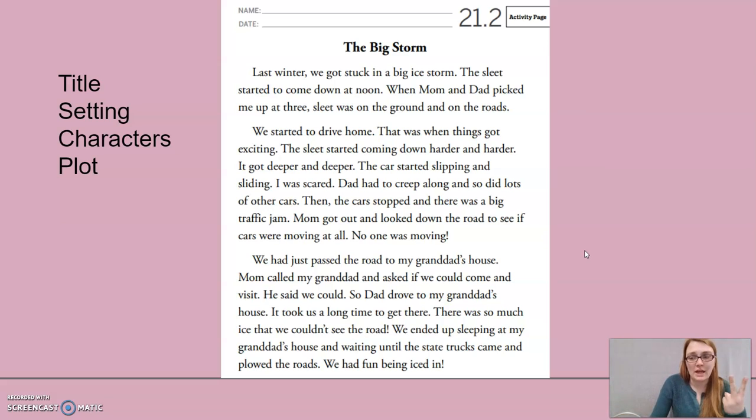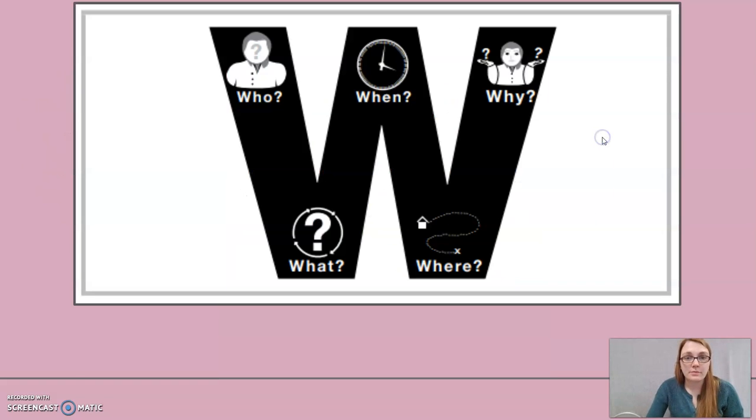Characters, we have Mom and Dad. We also have the kid, the person who's telling the story. They're called the narrator in the story. The person saying I, they're talking about something that happened to themselves. And then the plot, right? So what happened, the beginning, the middle, and the end. Those are all features that are found in this personal narrative.